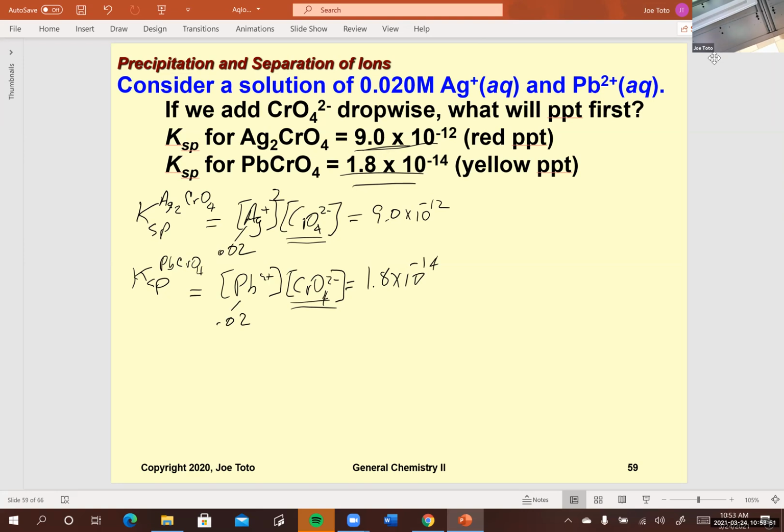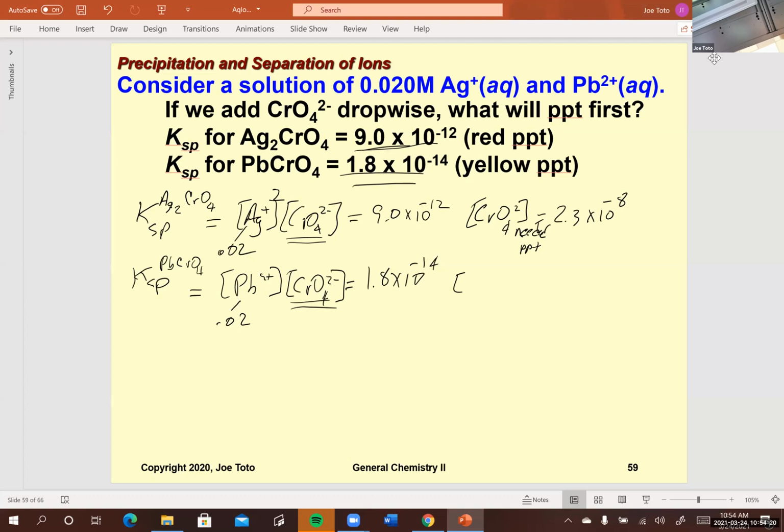So the amount of chromate we can solve for in each case and see how much we need. Okay, so chromate needed for precipitation equals, if you do that math, you should get 2.3 times 10 to the minus 8 molar.